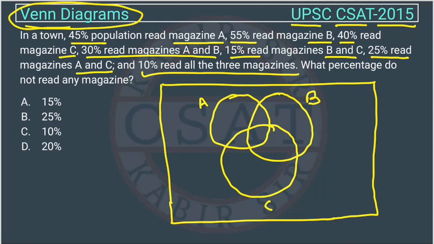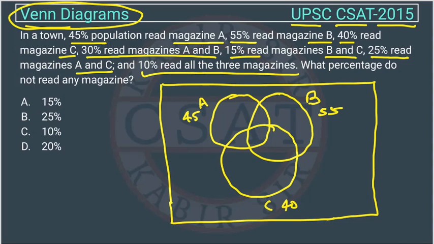So see here, percentage is given. So it will not matter, we will solve in percentage itself and we will get the answer. What they have given, this is 45%. I am removing the percentage sign because everywhere we will get that, right? So I am writing directly the 45. And how many are reading magazine B? This is 55. And 40% are reading magazine C, right?